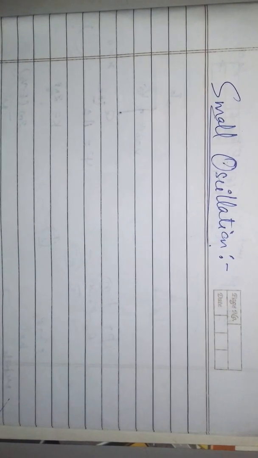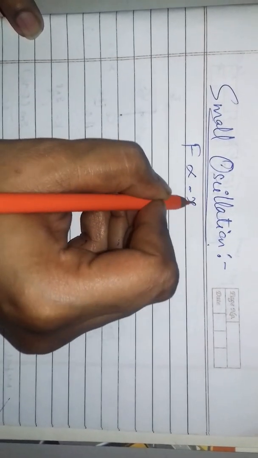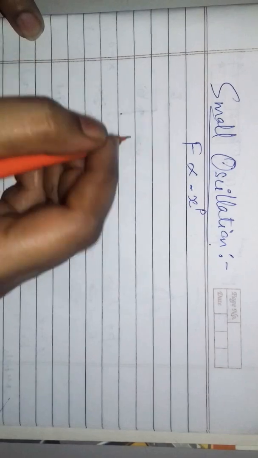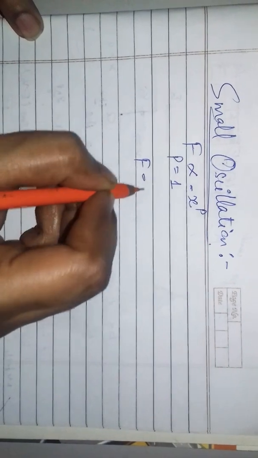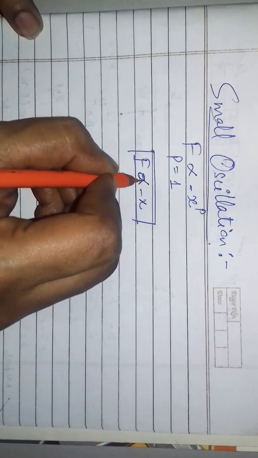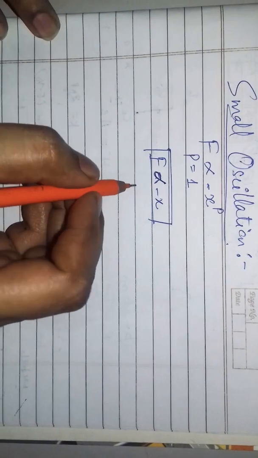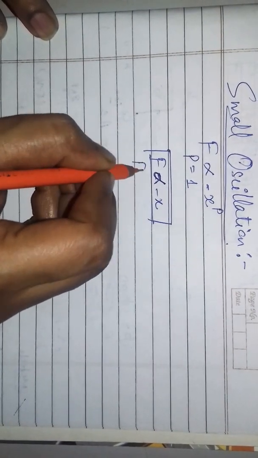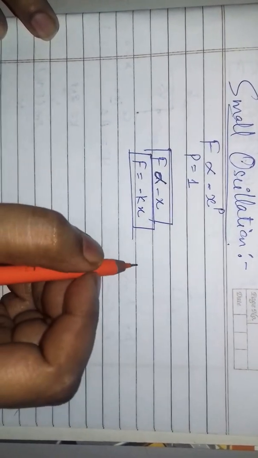So guys, today we will start our topic, that is small oscillations, and basics now you understood. And I told you that force is proportional to minus x raised to power p. So let's take p is 1, then force will be proportional to minus of x, and to remove this proportionality sign, it will become force is minus kx. K is any constant, right?